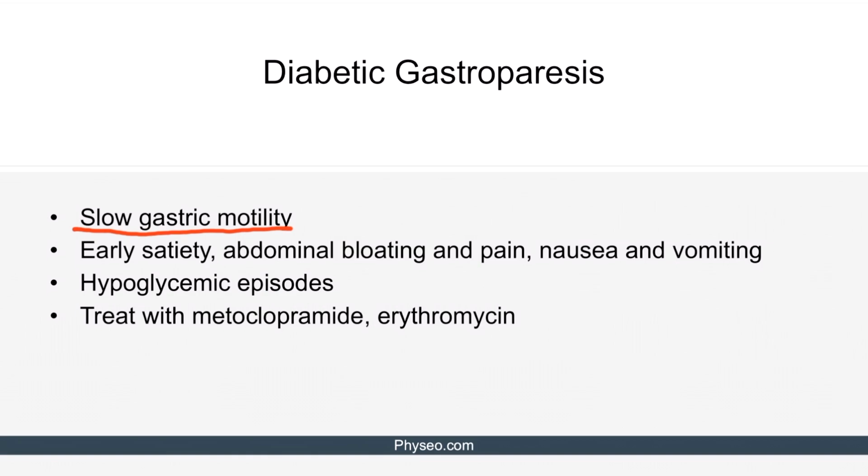So the delayed gastric emptying and this delayed digestion leads to early satiety. They just get full faster. Things just aren't moving through. And they can also have abdominal bloating and pain. And naturally, the patient can also have nausea and vomiting.